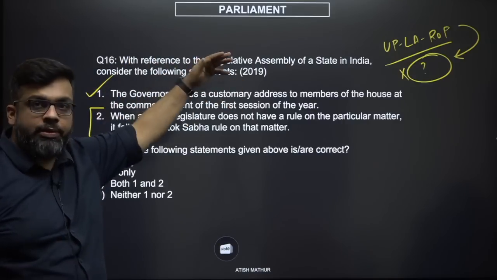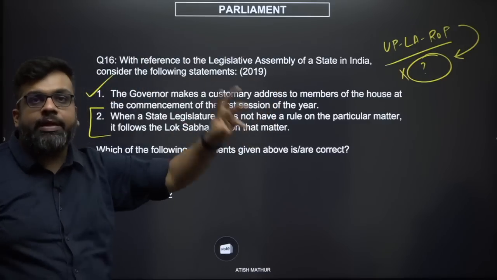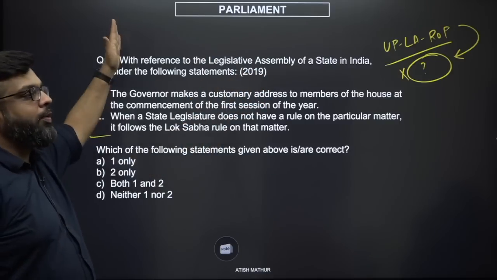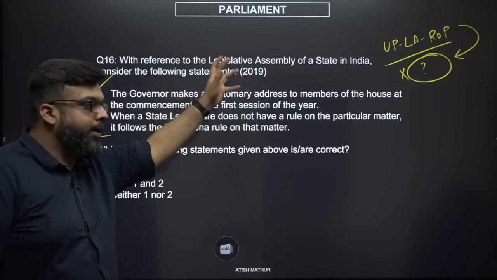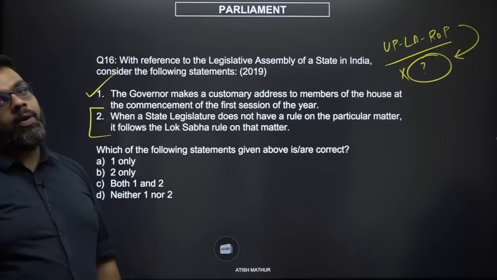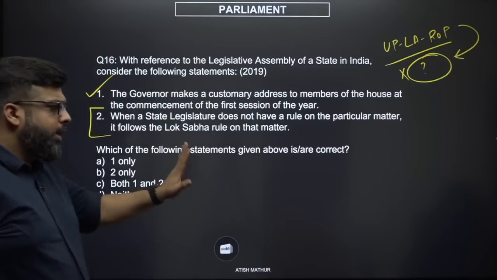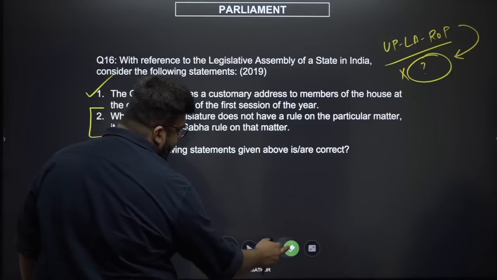Rule number 2 is like a hollow candy, that you make your rules. If you don't have a rule on a subject matter, you may be obligated to follow a rule which is made by the Lok Sabha on a similar matter. Tough question, but here the answer would be C, both 1 and 2.